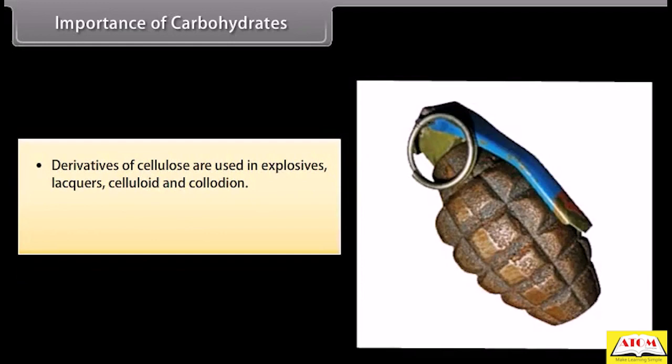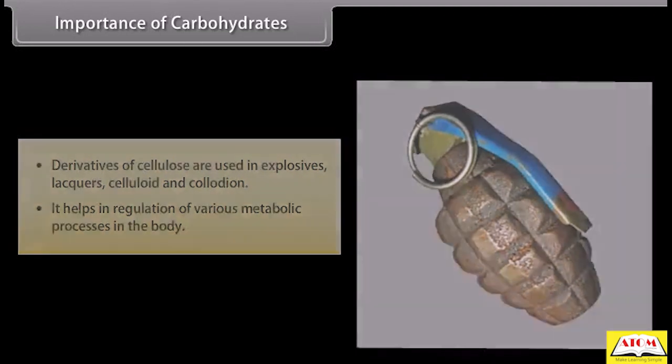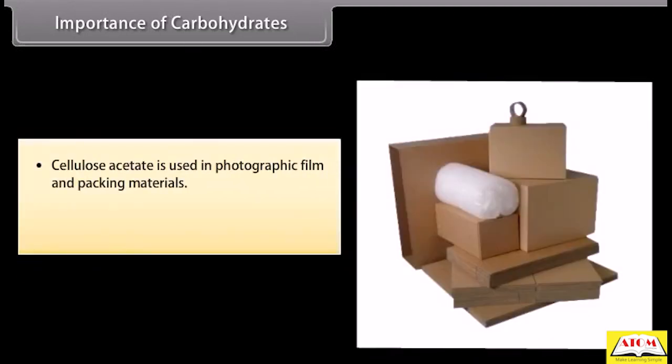Derivatives of cellulose are used in explosives, lacquers, celluloid, and collodion. Carbohydrates help in regulation of various metabolic processes in the body. Cellulose acetate is used in photographic film and packing materials. It is present in the storage form of food in plants as starch.